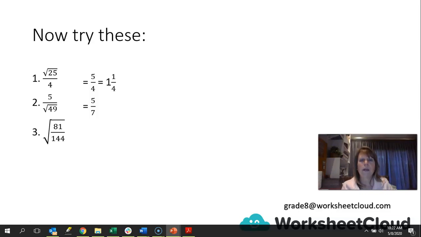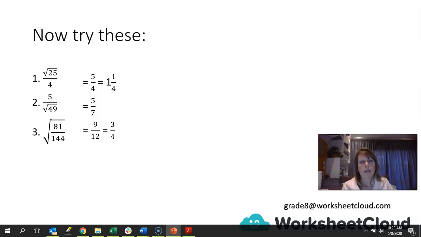Right, number 3, the whole fraction was square rooted because it was all under the square root sign. So if we've got the square root of 81 and then the square root of 144, we get 9 over 12. Have a look, that's not in its simplest form, therefore we're going to simplify it, and we can divide both numerator and denominator by 3. We're going to get an answer of 3/4. Okay, everybody happy so far? So let's just go over it.